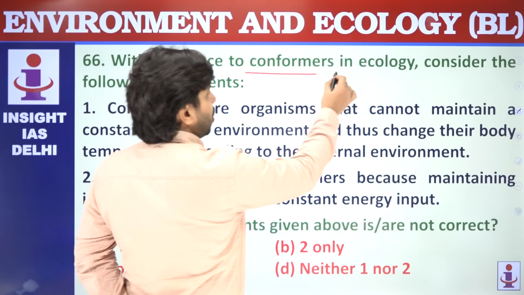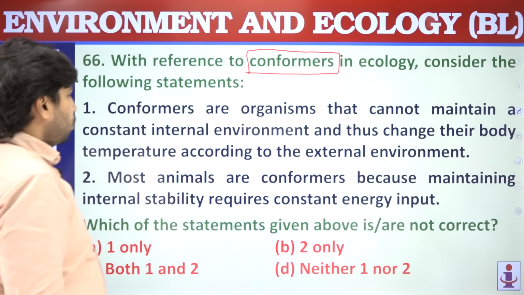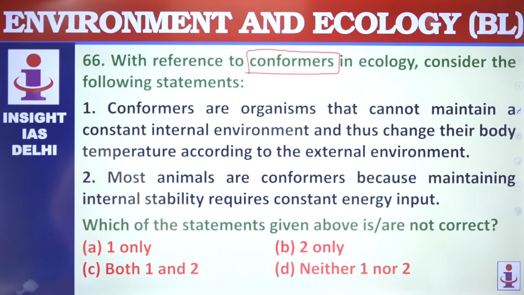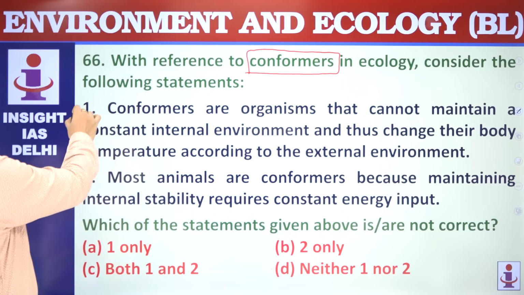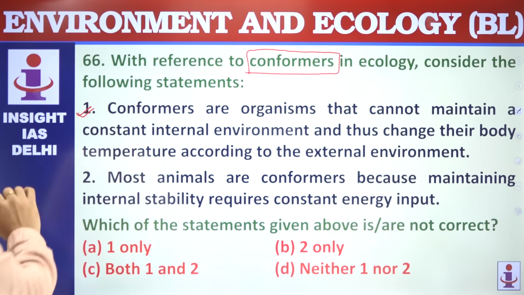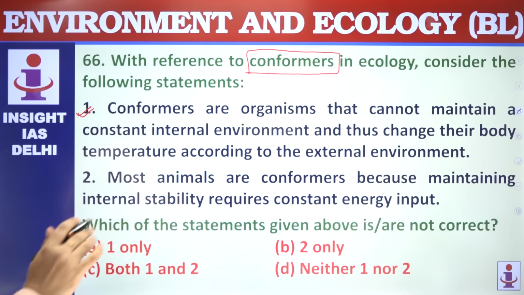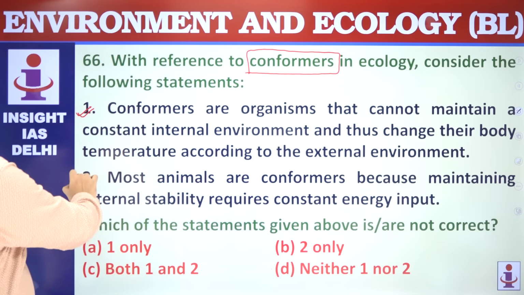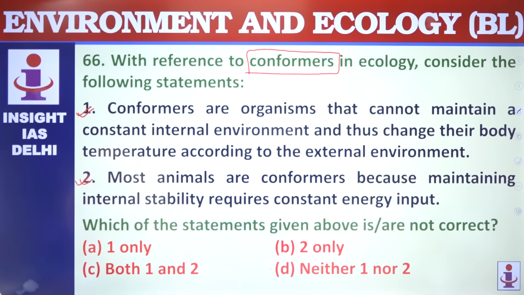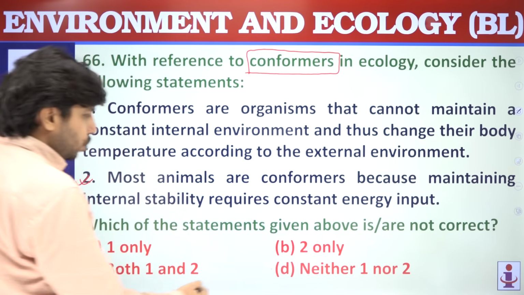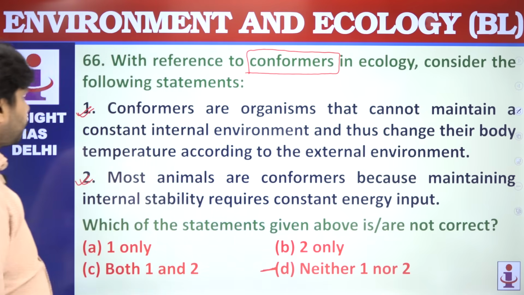Conformers. A very good term introduced over here is conformers in ecology. Conformers are organisms that cannot maintain a constant temperature. This statement is correct. Conformers are organisms that cannot maintain a constant internal environment. Most animals are conformers because maintaining internal stability requires constant energy input. Both statements are correct. But the question is asking about the not correct one. So option D will be your correct answer.